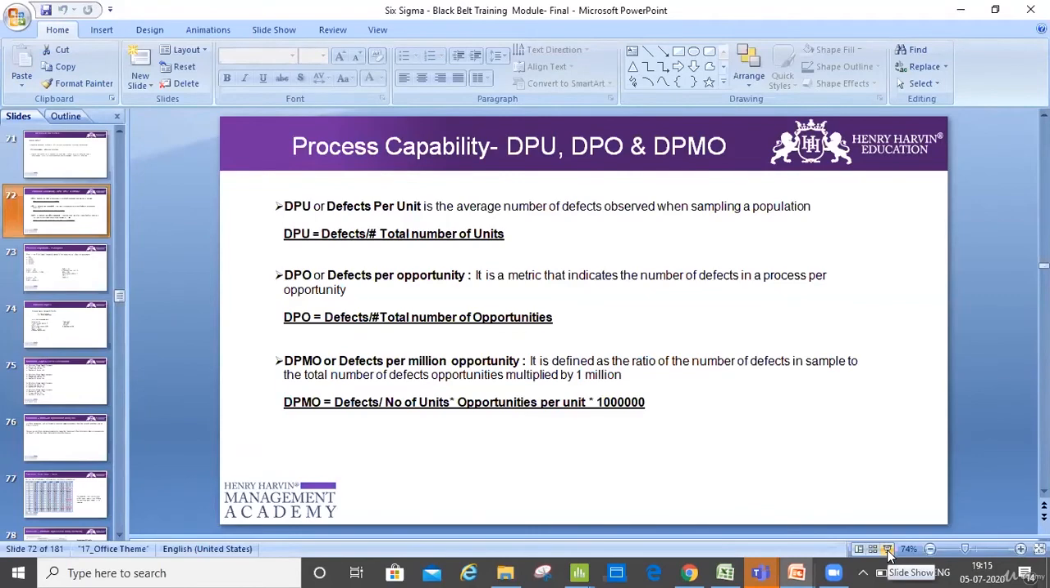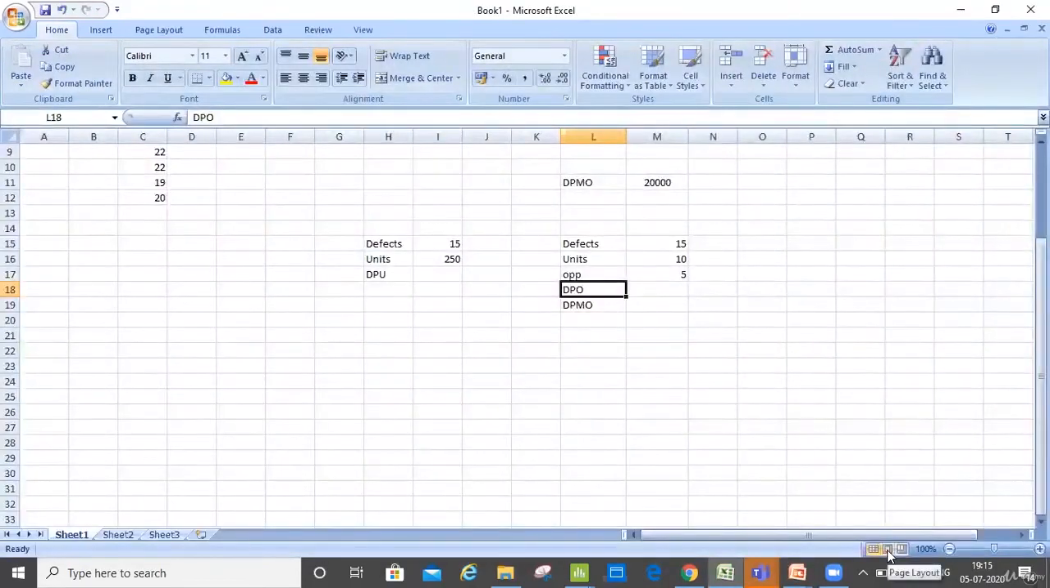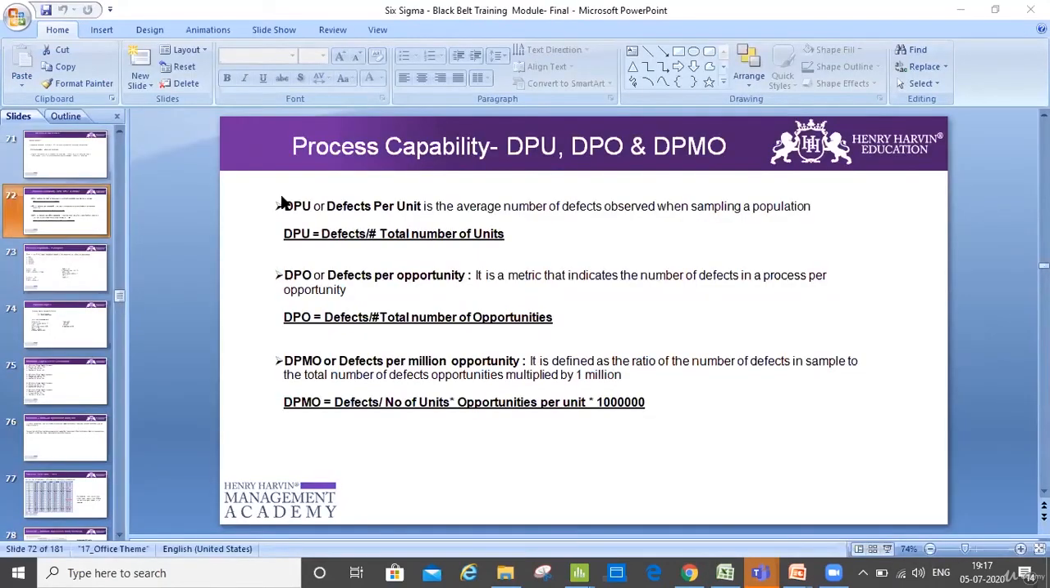So let's wait for others. Okay. In the first one, we have to calculate the DPU only, right? And in the second scenario, we have to calculate DPO as well as DPMO, correct? Okay, done. So let's wait for 2 more minutes.